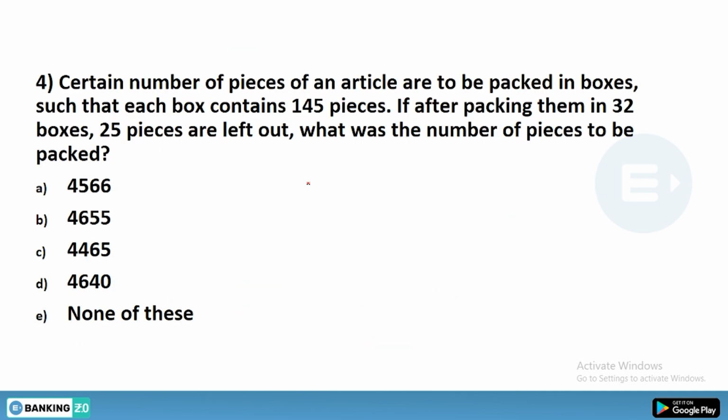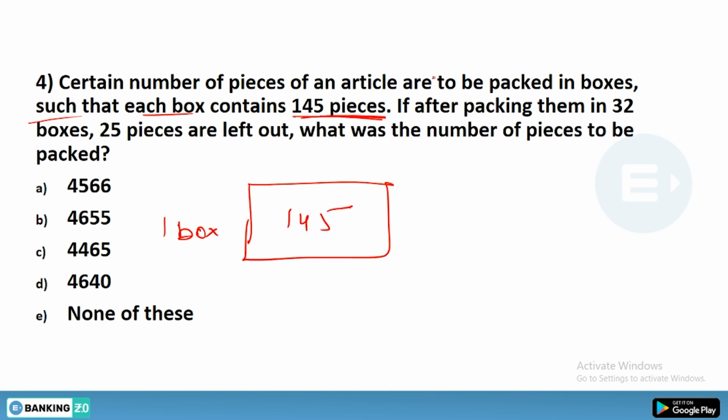All right, let's move on. A certain number of pieces of an article are to be packed in boxes such that each box contains 145 pieces. So basically one box contains 145 pieces. If after packing them in 32 boxes, what will happen if you pack 145 pieces of a box in 32 boxes?